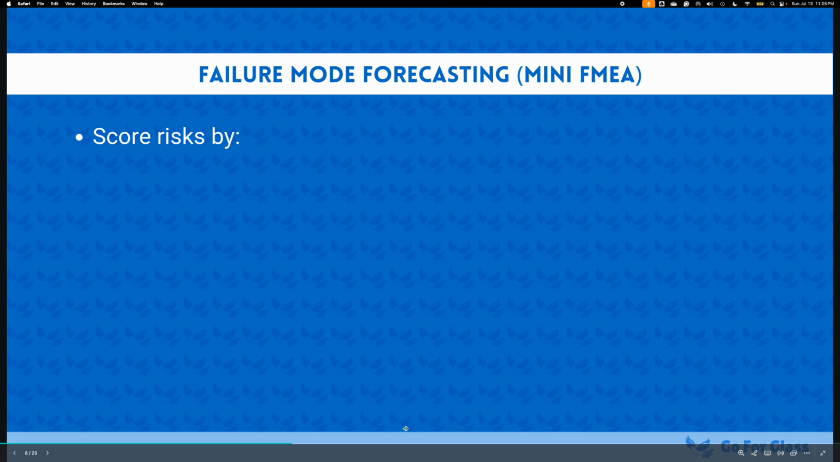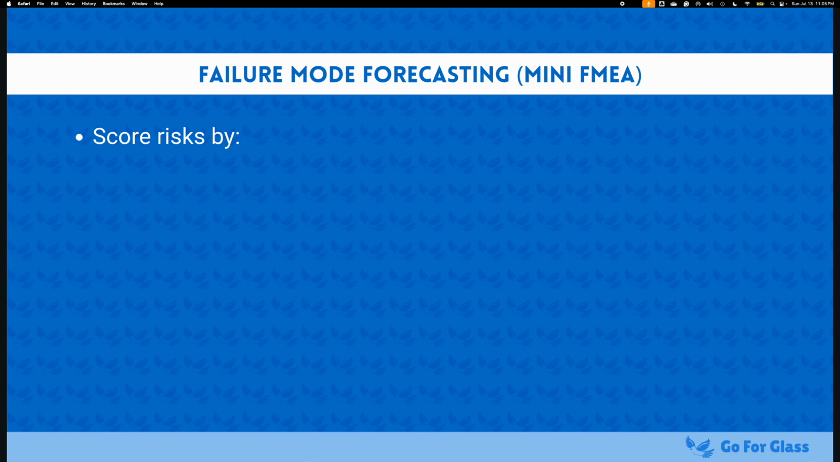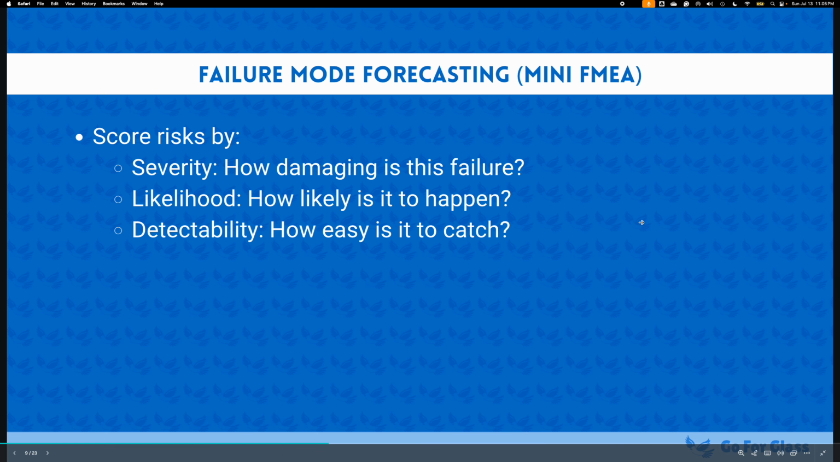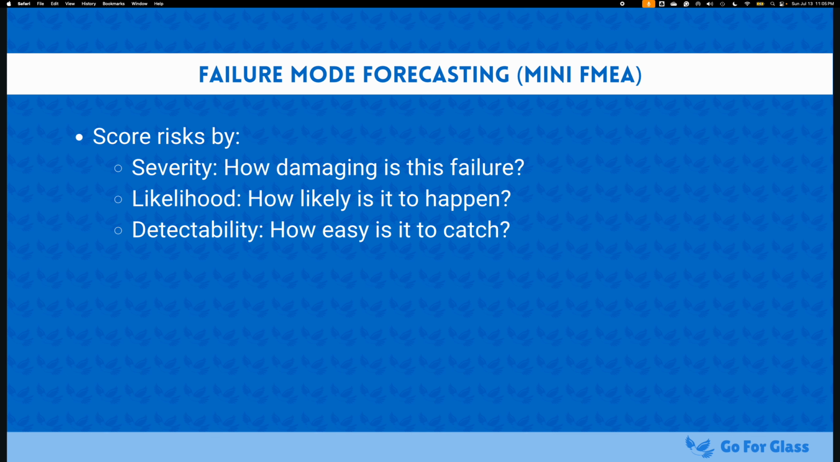And we're going to start by listing every realistic way our project can fail. And then we're going to assign 3 scores to each failure. First, we're going to look at severity. How damaging would this failure be? If this failure happens, is your entire project going to fall apart?